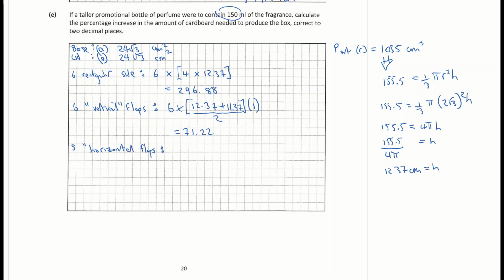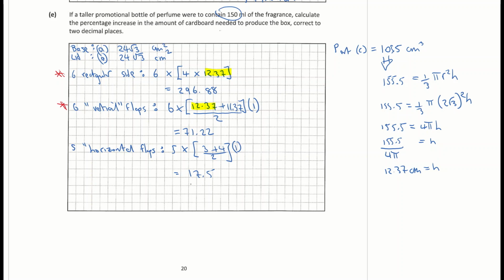And finally, I need to do my 5 horizontal flaps. I think these were the ones that we marked in purple back at the original part D. And this again is going to be 5 of them, multiplied by their average length, which is 3 plus 4, divided by 2. And this is the same area actually that we got in part D. And the width of them 1 centimeter. So that's giving me an area of 17.5. So the main ones that changed here were really just this one and this one, to account for my new height of the box here, the 12.37 and the 12.37. In the previous part D, they were the 8.4.